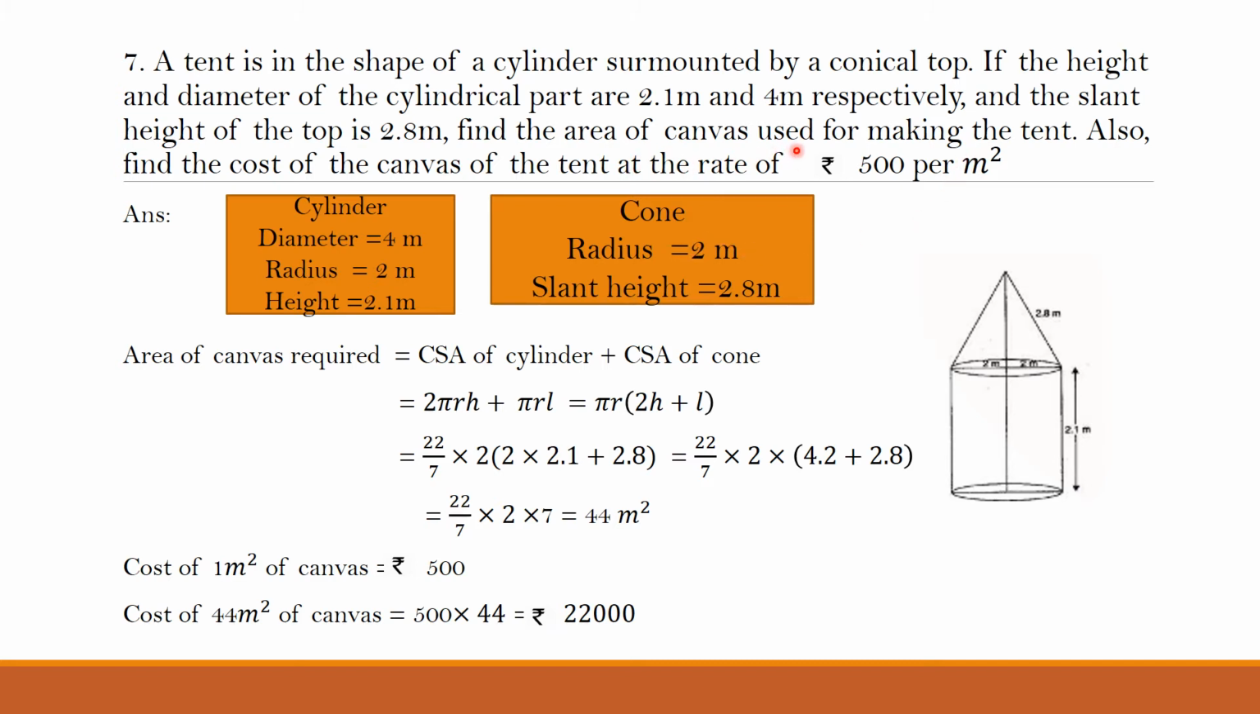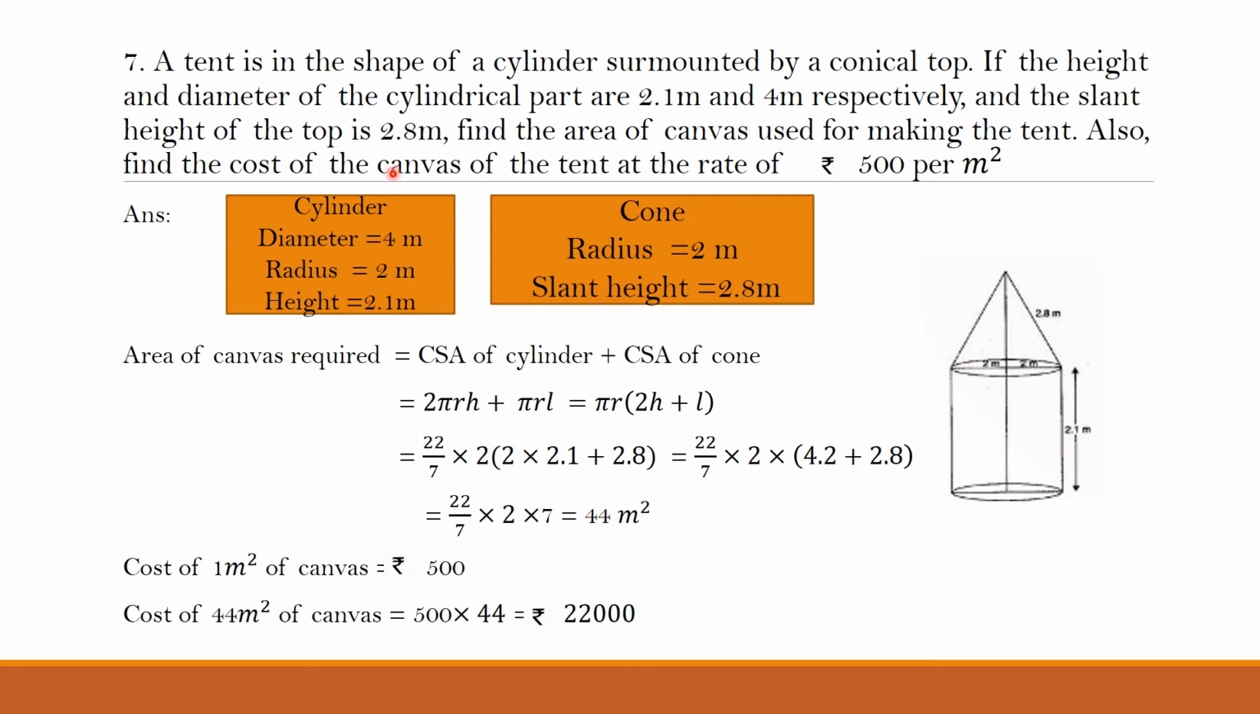To find the area of canvas used for making the tent, we just want to add the CSA of the cylinder plus CSA of the cone. Base area is to be avoided as we will not use canvas on the floor. So, it will be 2 pi rh plus pi rl, which is equal to pi r into 2h plus l. Substituting the values, radius is equal to 2 meter, height of the cylinder equal to 2.1 meter, slant height of the cone as 2.8 meter. Our answer will be 22 by 7 into 2 into (2 into 2.1 plus 2.8), and the answer will be 44 meter square.